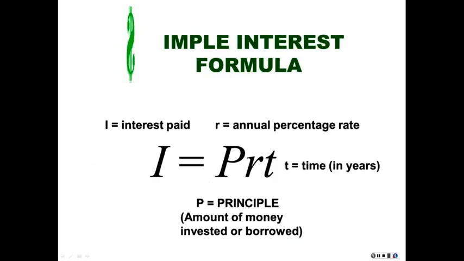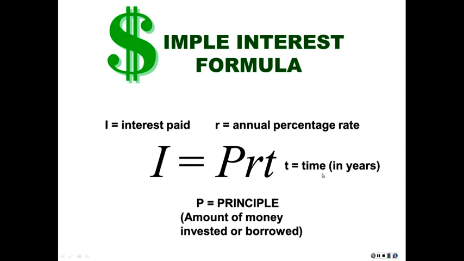All right, so the simple interest formula. I stands for the interest that's paid. R is your annual percentage rate. And what a lot of people like to do with the annual percentage rate is convert it from a percentage to a decimal and then use it in the formula. T stands for time. And P stands for principal.